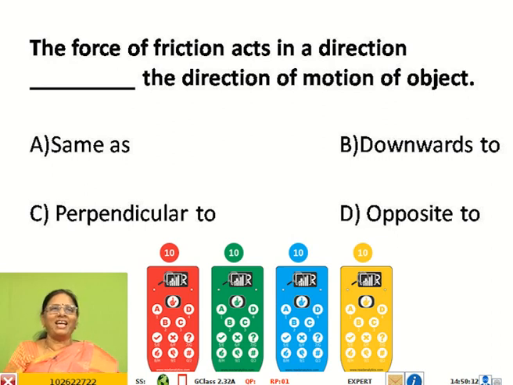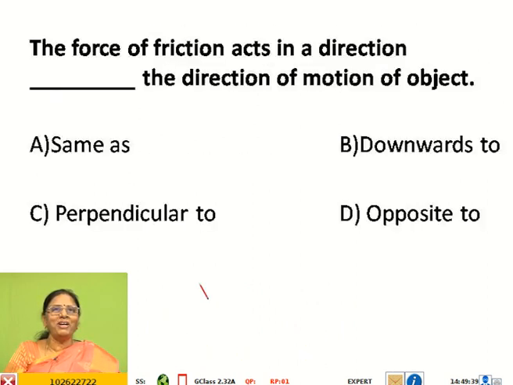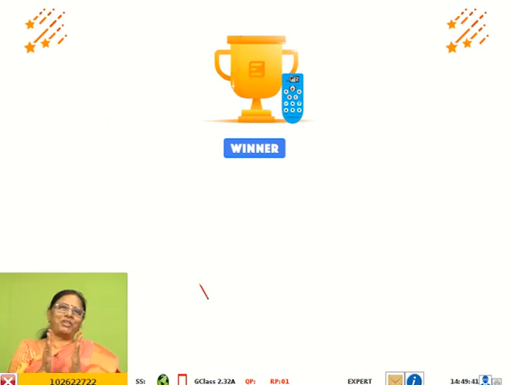Very good. And let's see which house is the winner from each class. Can you all see the winner from your class? Claps to those winners. Good going, children. Okay. So, we have understood all these concepts now. Let us move forward to understand more about this frictional force.